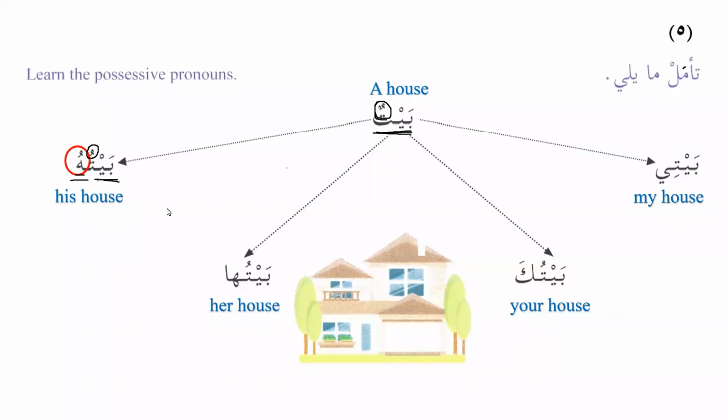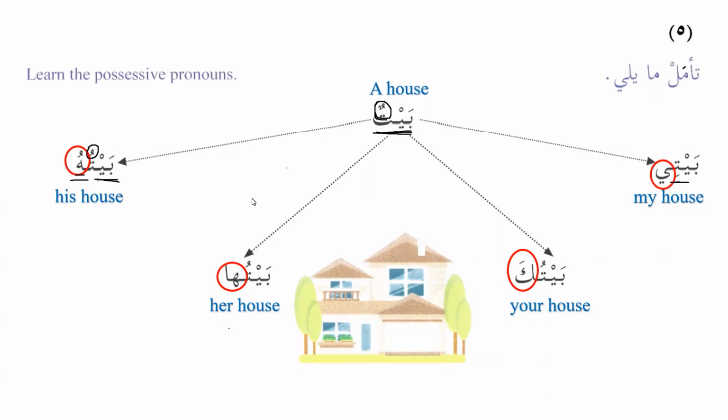So baytuhu, his house. And similarly, baytun plus ha, it becomes baytuha, and it means her house. And then we have baytun plus ka, it becomes baytuka, that means your house. And then we have baytun plus ya al-mutakallim, and it becomes bayti. And we know that ya al-mutakallim has a special requirement, and that is it should take a kasra before it. So it becomes bayti, that means my house.